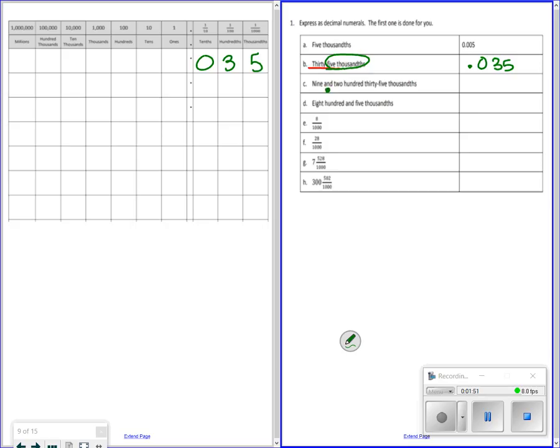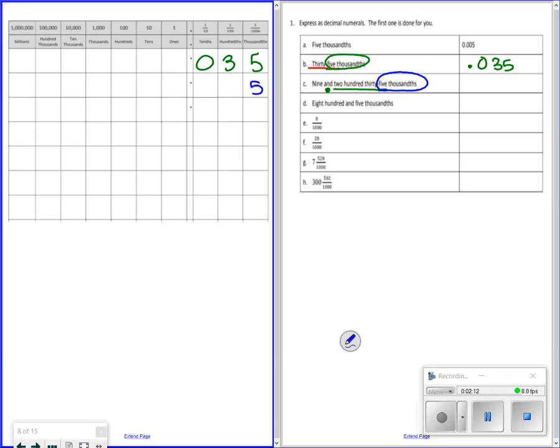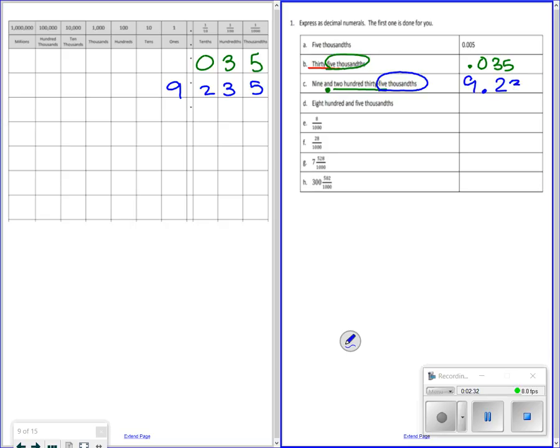9 and. When you see an and, you need a decimal. 235. You have to make 235 with 5 in the thousands place. So you know you need 5 in the thousands place. You know it has to be 235. Then the decimal, 9. The stuff in front of the decimal is always really easy. It's just 9. It's always the stuff behind the decimal. 9 and 235 thousandths.